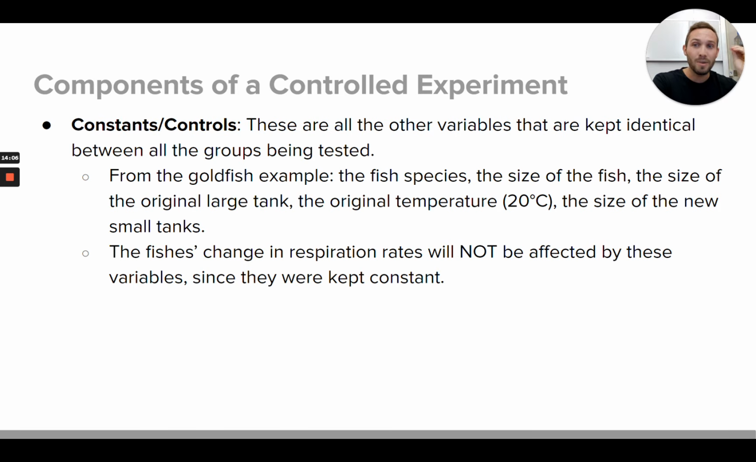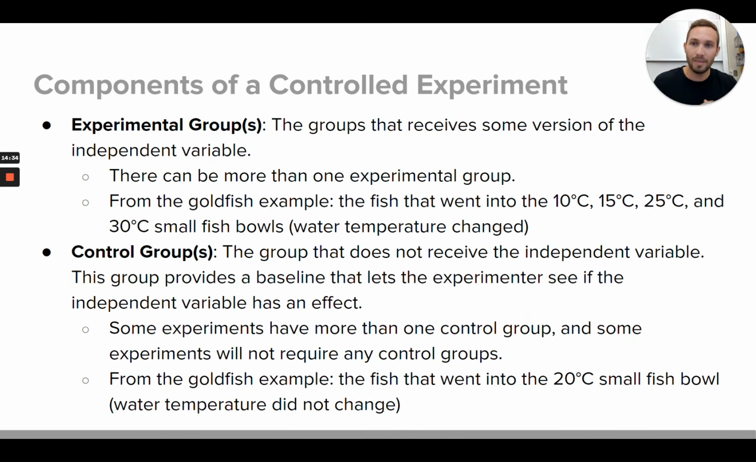And so your experiment's going to be stronger and stronger the more control variables you have, because again, in a controlled experiment, the whole point is to only have one thing, ideally one, sometimes 2 or 3, but usually just one thing changing. And so, like I said, the fish's change in respiration rate, when I look at my data, I'm pretty confident that it's not affected by these variables because they were all kept the same for every fish that was being tested or every group that was being tested.